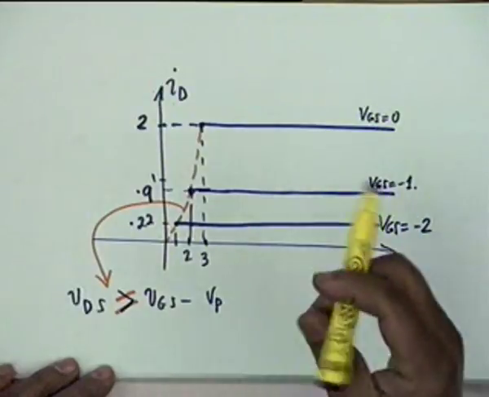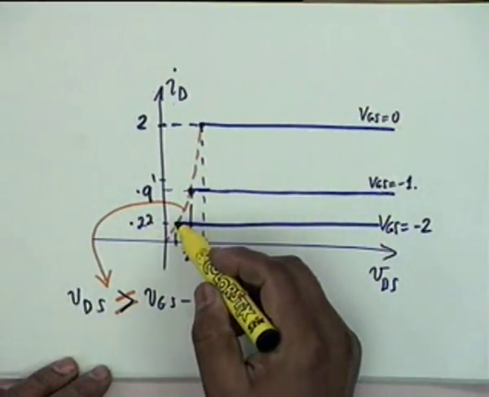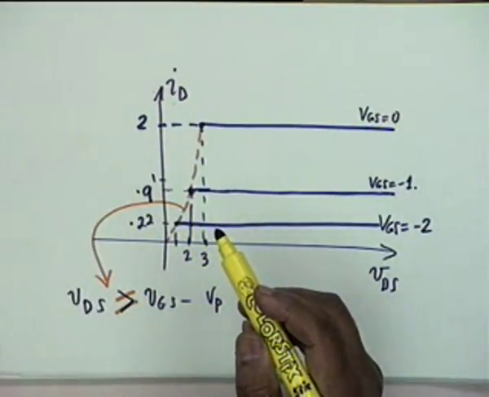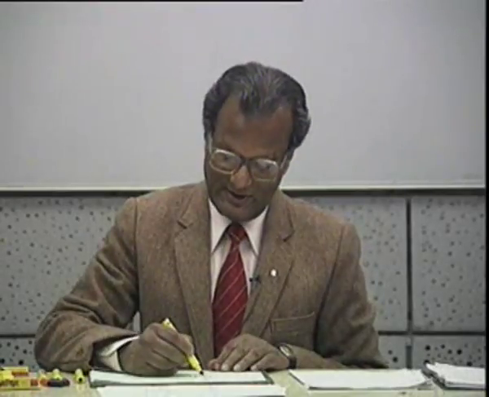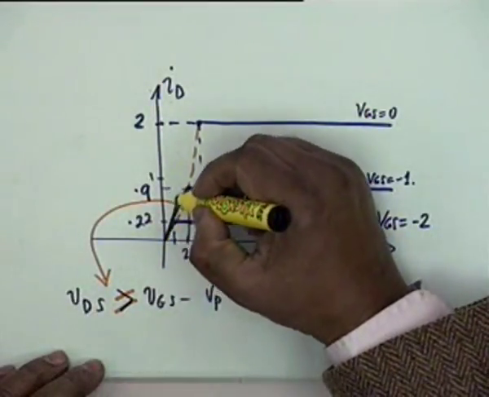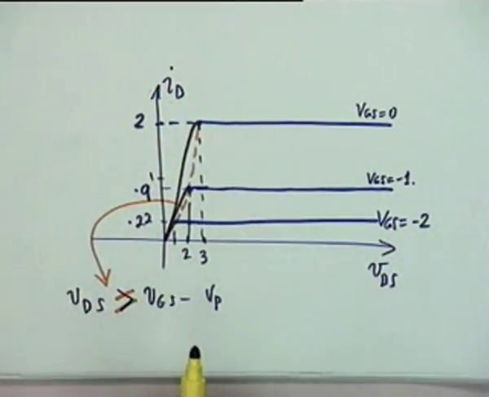You know that between VDS equal to 0 and the saturation point it is an ohmic characteristic, so you can approximate it by a straight line. So our characteristic would be like this, this is one, this is the other, and this is the third. You can approximate that by a straight line because it is ohmic, ID versus VDS.